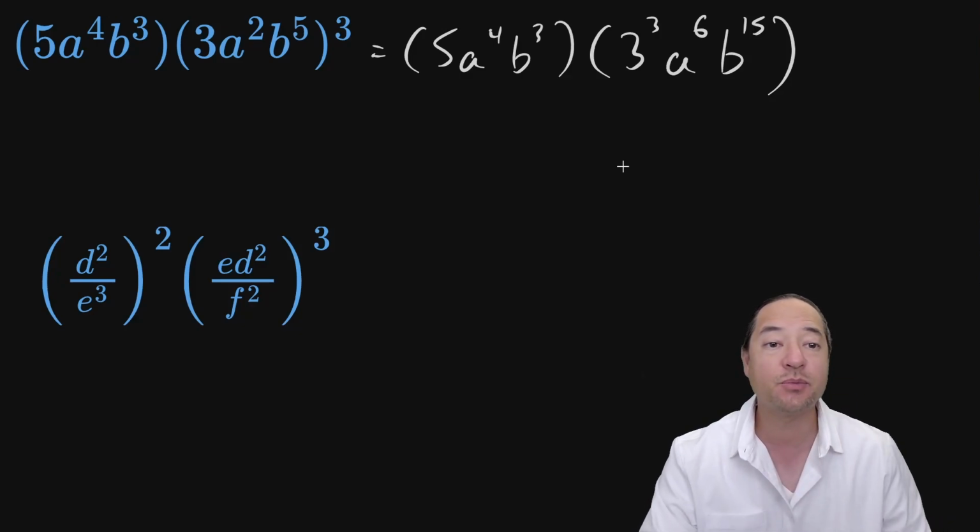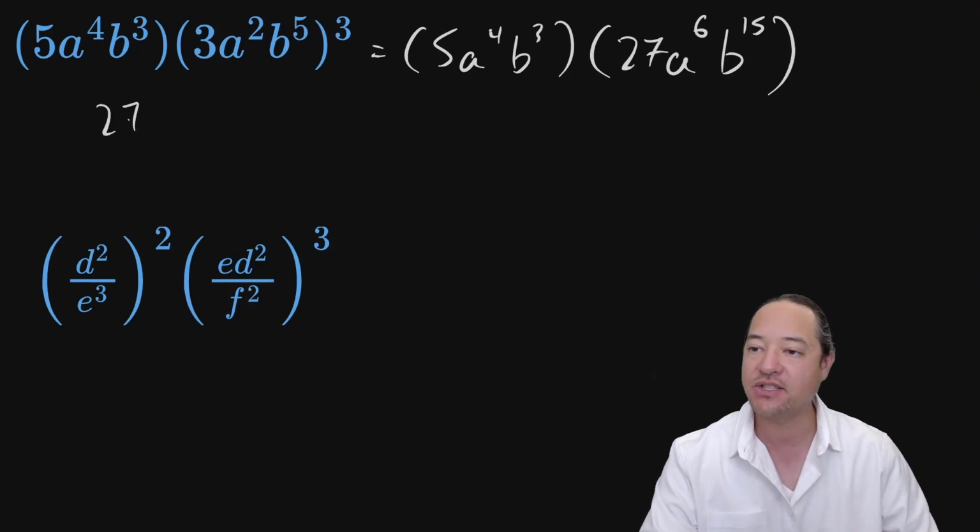And now we can multiply everything here. So let's see what we're going to get. So this is going to be 5 times, well, 3 cubed is 27, right? So let's write this as 27. And so what we're going to get is 5 times 27. Well, what is that? Let's do that real quick. Okay, so 5 times 7, that's going to be 35. This is 10, and that's going to be 135.